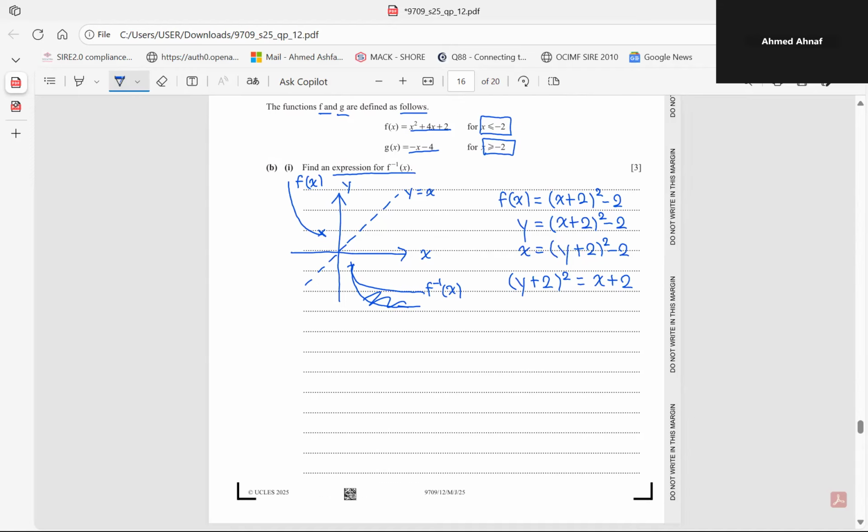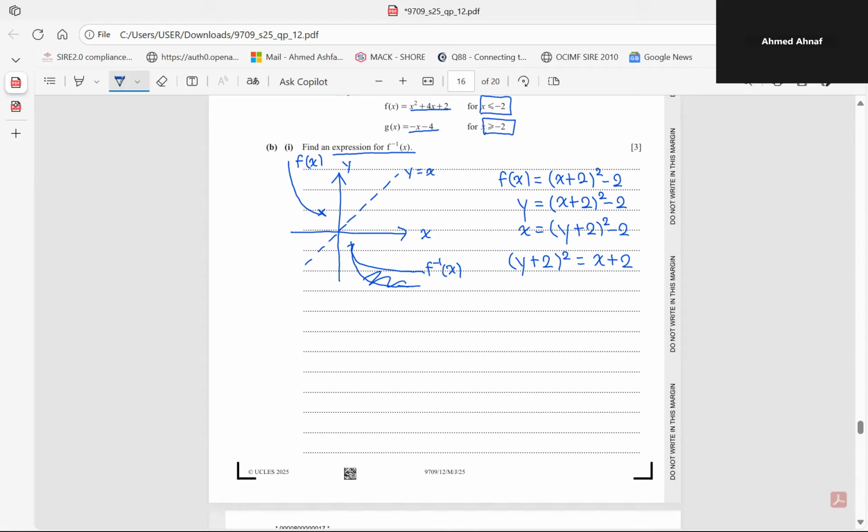Okay, and then now let's take the square root on both sides. So we'll get plus or minus square root of x plus 2. All right, so here we have to reject either the positive or the negative square root.